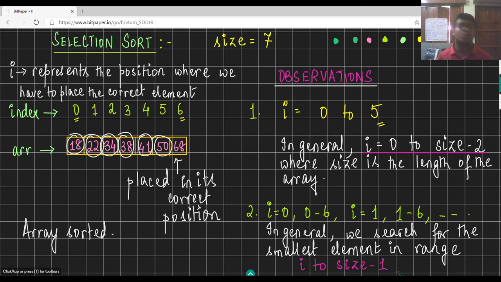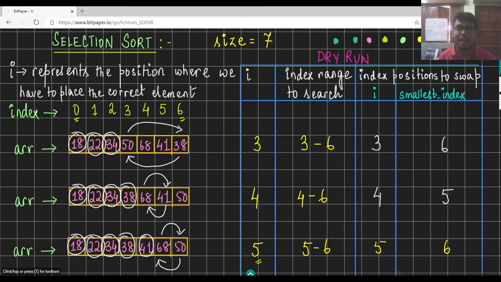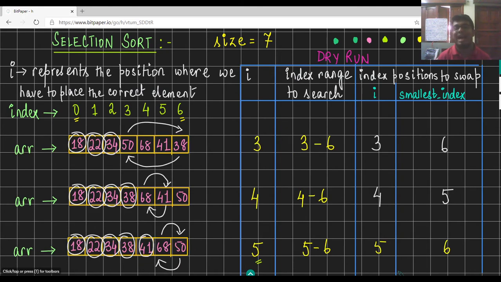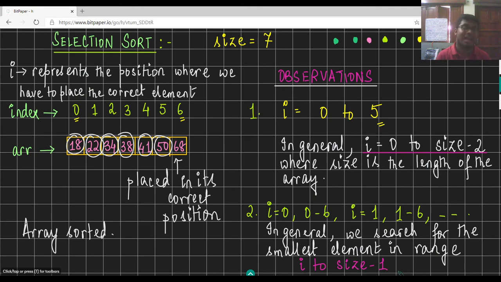If not, then you will have difficulties understanding the algorithm that is on the next page. So I'm going over these observations once more. If you notice, in our array, which has a size of 7, has 7 elements in it, the value of I goes from 0 through 5. So in general, if we have an array whose size is n or whose size is size, then I would run from 0 to size minus 2.